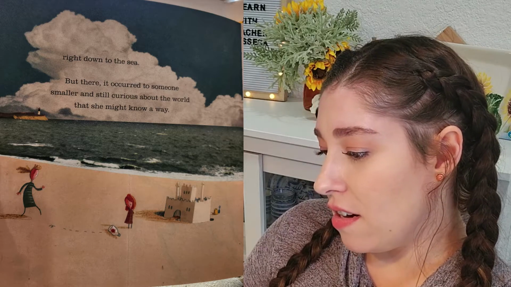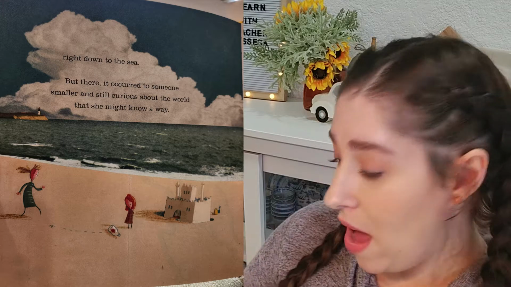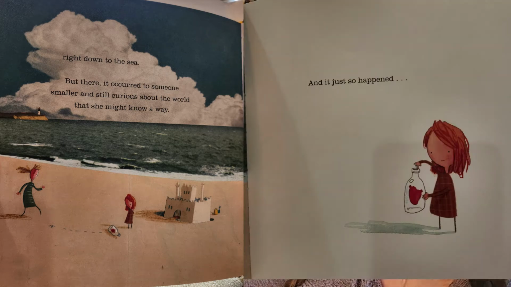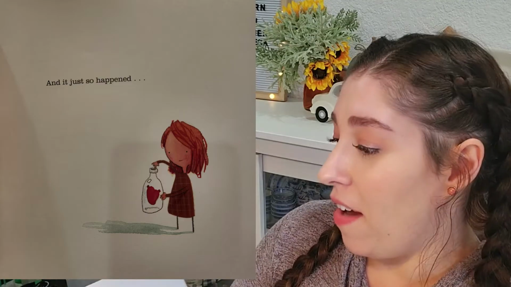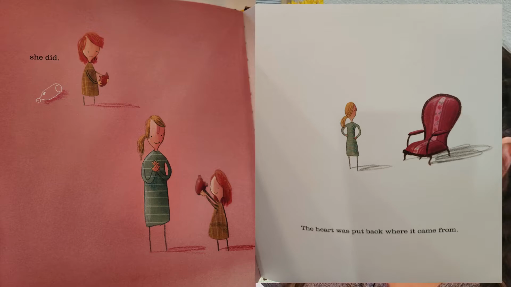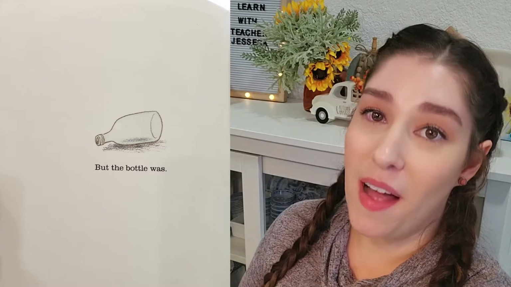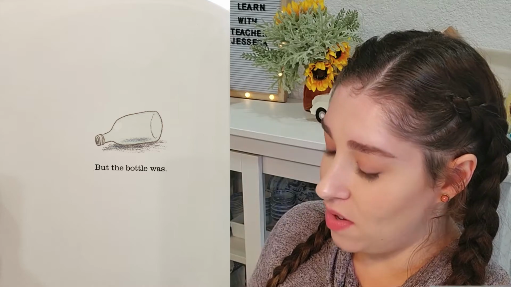But there, it occurred to someone smaller and still curious about the world that she might know a way. And it just so happened, the little girl's reaching her hand into the bottle. She did. The heart was put back where it came from. And the chair wasn't so empty anymore. Aww. But the bottle was.